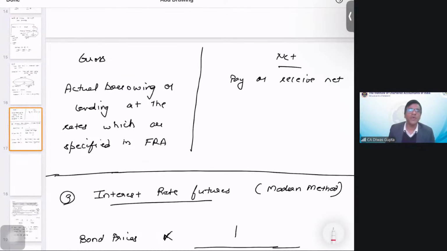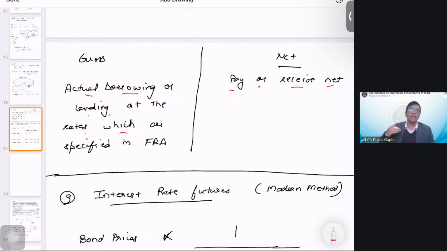As we discussed, students, there are two ways to settle, or let's say two ways to enter into this. One is the gross basis, second one is the net basis. In the net basis, we will be paying or receiving net, right? The formula we have already discussed. Gross basis, students, is the actual borrowing or lending at the rates which are specified in FRA.